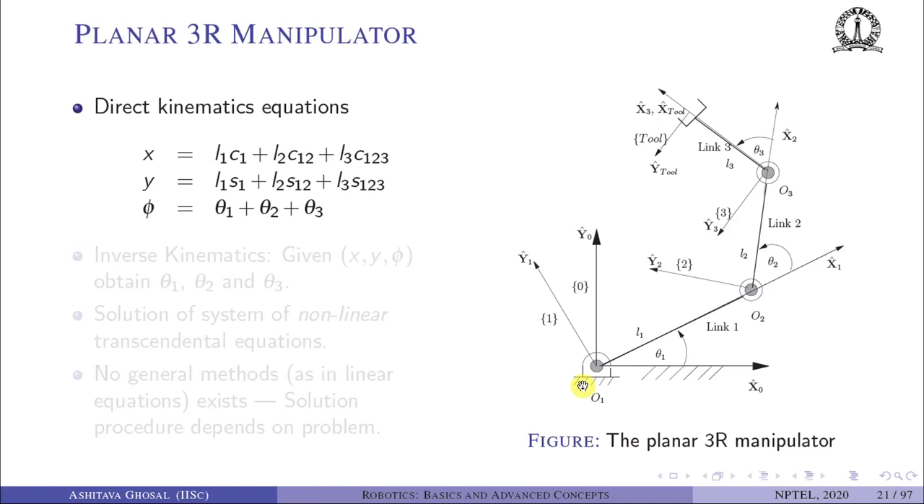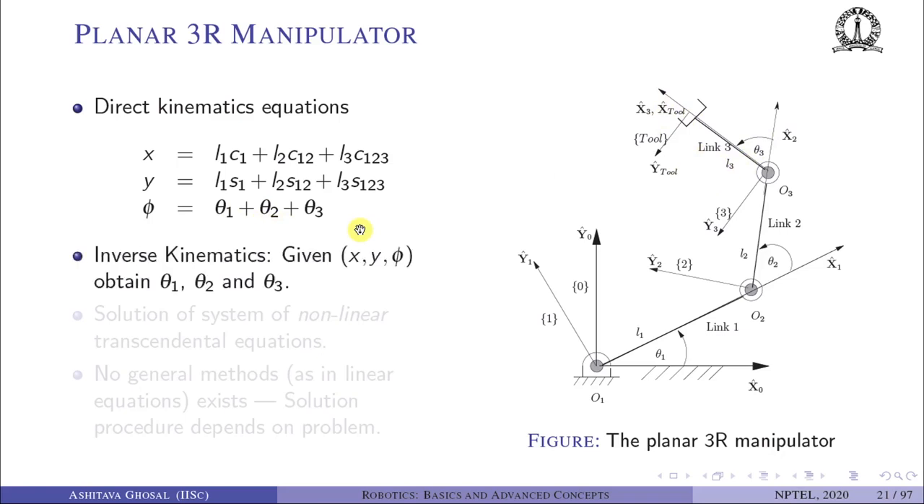The figure in this slide shows a planar 3R manipulator. Basically, there are three rotary joints at O1, O2, and O3. The direct kinematics equations are known. So we can obtain the x, y, and orientation of the tool coordinate system, or the third coordinate system, as x equals L1 C1 plus L2 C12 plus L3 C123, and y is L1 sine theta 1 plus L2 sine of theta 1 plus theta 2 plus L3 sine of theta 1 plus theta 2 plus theta 3. And the orientation of the tool coordinate system, or the nth coordinate system, in this case n is 3, is given by theta 1 plus theta 2 plus theta 3.